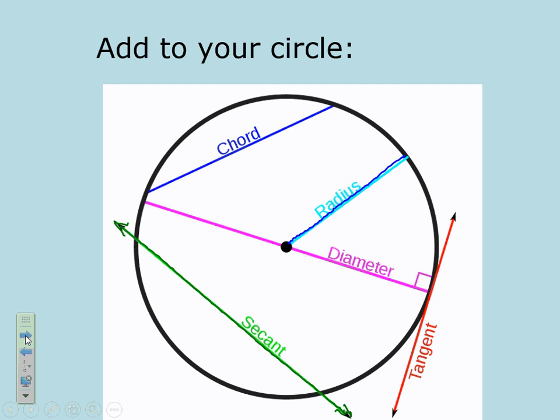A tangent goes through one point. Okay, just one point, so just make it touch one little part of your circle. A diameter, make sure we go from one point to the other and it goes through the center. And a chord is just from one point of the circle to another point of the circle. But remember, it's a segment, so it starts and stops. All right, that's all we have for that one.